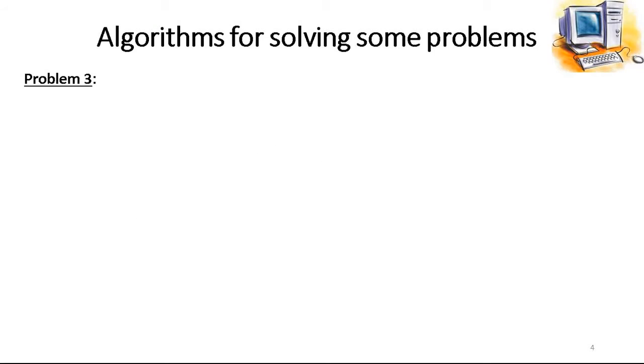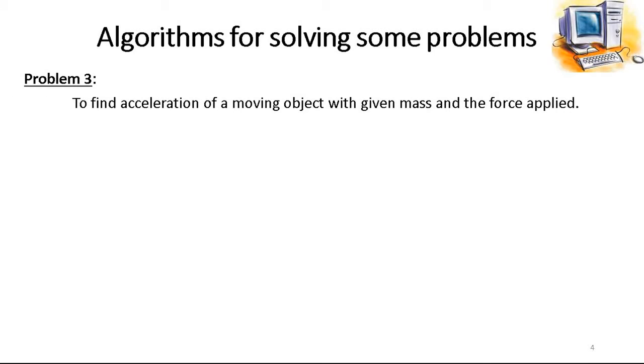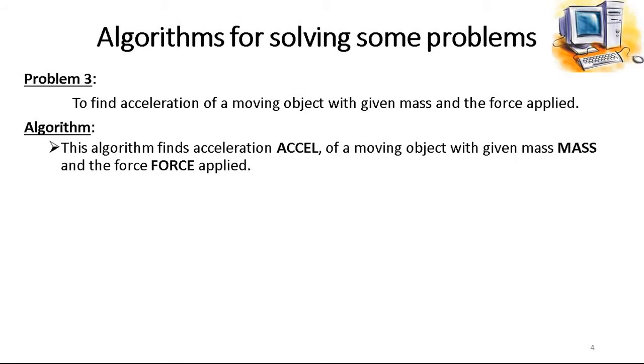Okay, now problem number 3. It says to find the acceleration of a moving object with given mass and the force applied. Simply a physics related problem, and the equation that will be used is F is equal to ma. So this algorithm finds acceleration. For acceleration the variable will be accel, of a moving object with given mass, and for mass we are using the variable with the name MASS in capital, and the force applied. FORCE is the variable in capital.